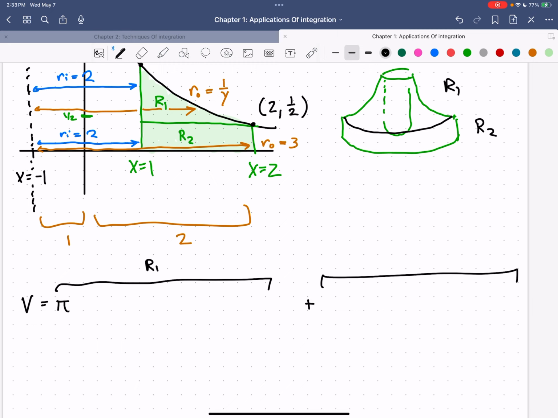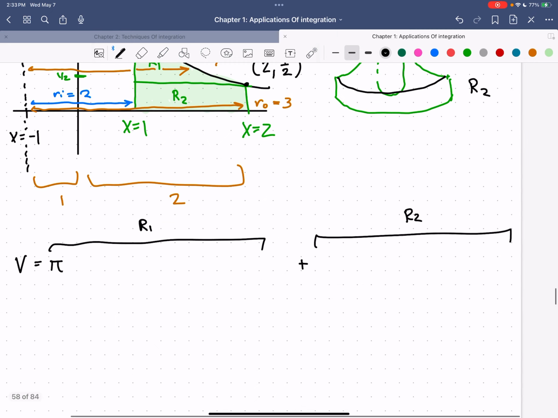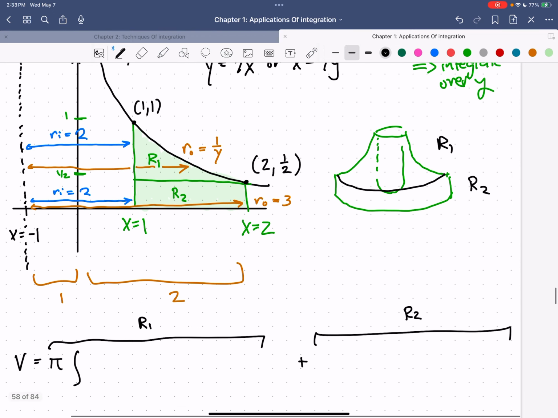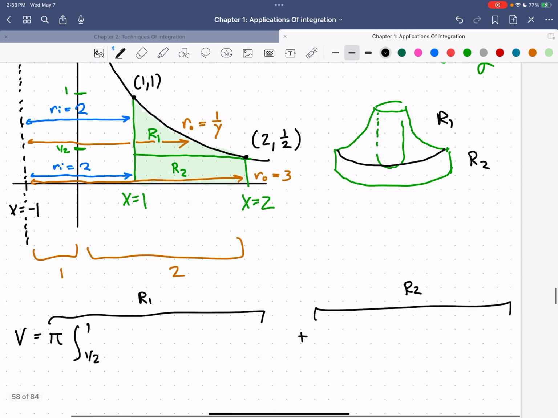And then the one for R2 will go there. So for R1, we're going from the y values of 1/2 to 1. And then we've got, again, the outer radius. Oh, shoot, I just realized, sorry, the outer radius here, if you caught that, it's not 1 over y, it's 1 over y plus 1, because we're going that extra 1 unit.